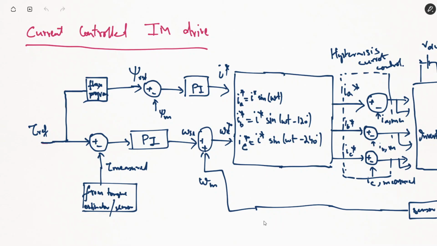So we are again here controlling both the flux as well as the torque of the induction motor with this strategy. The associated problem with this control strategy, however, is the use of hysteresis current controller. ठीक है, इसमें ये disadvantage है कि हम HCC यूज कर रहे हैं इसमें, that is the hysteresis current controller.